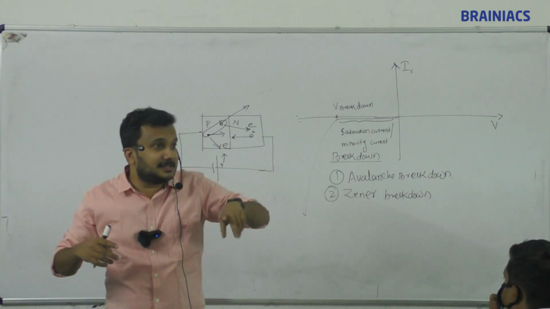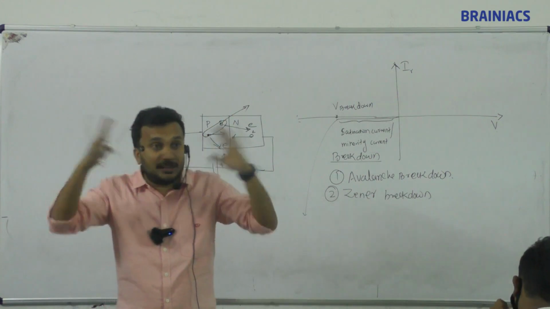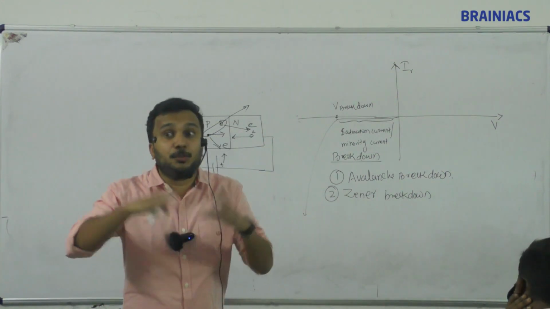Minority carriers are hitting on a silicon atom and the number of free electrons is generated cumulatively.